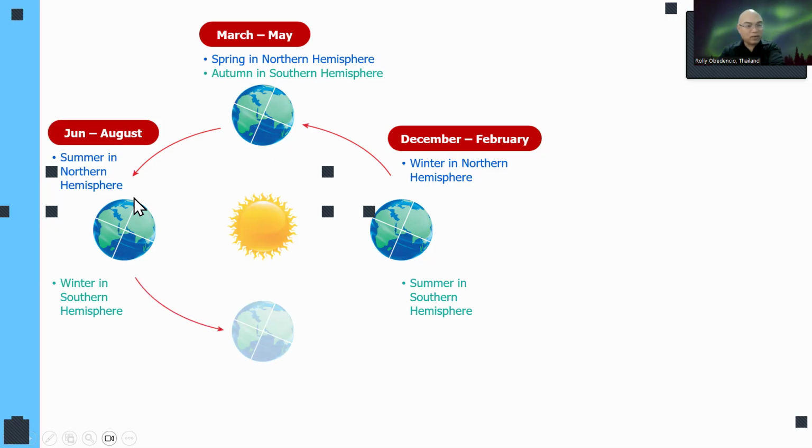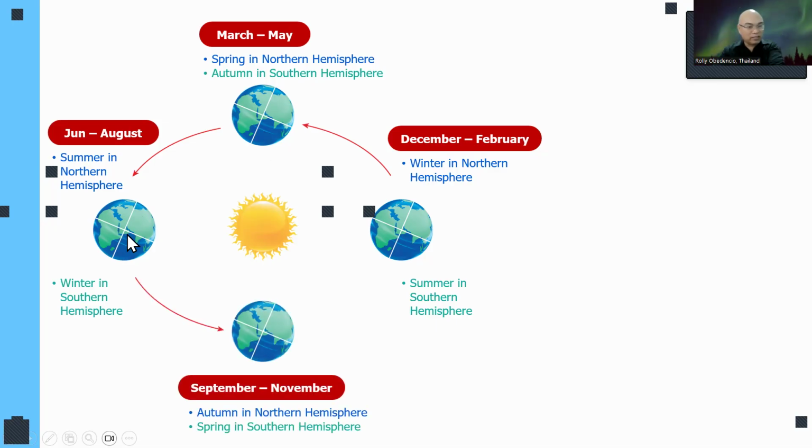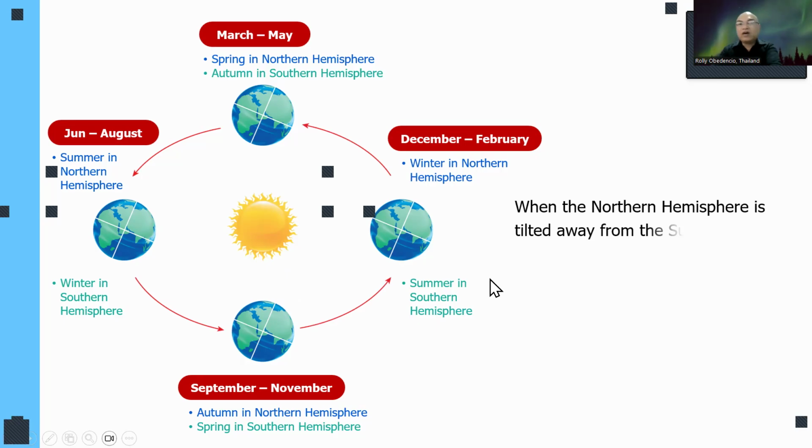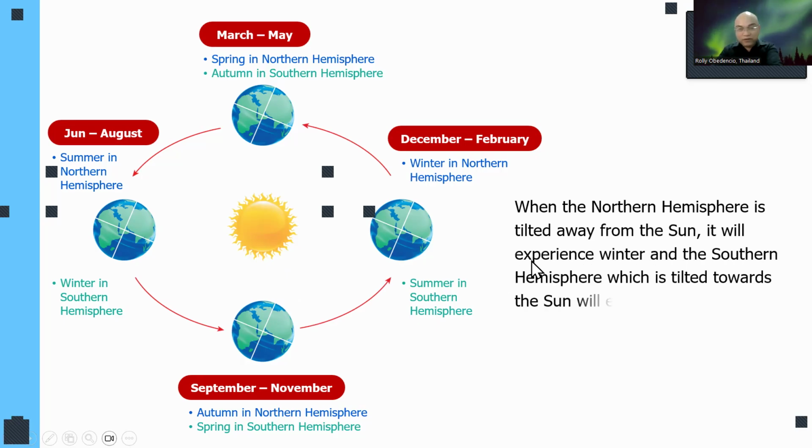while it is what? Winter in the southern hemisphere. What about September through November? It is autumn in the northern hemisphere, while it's what? Spring in the southern hemisphere. Do you understand now? Why it's like this? Now, let us explain further.